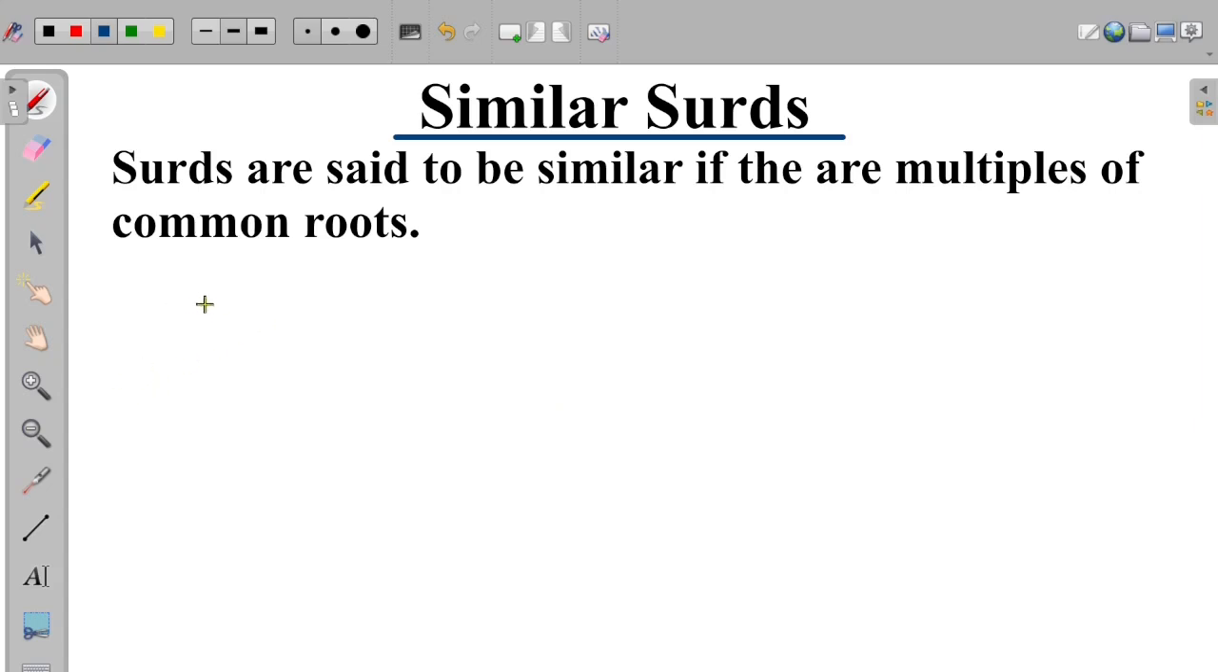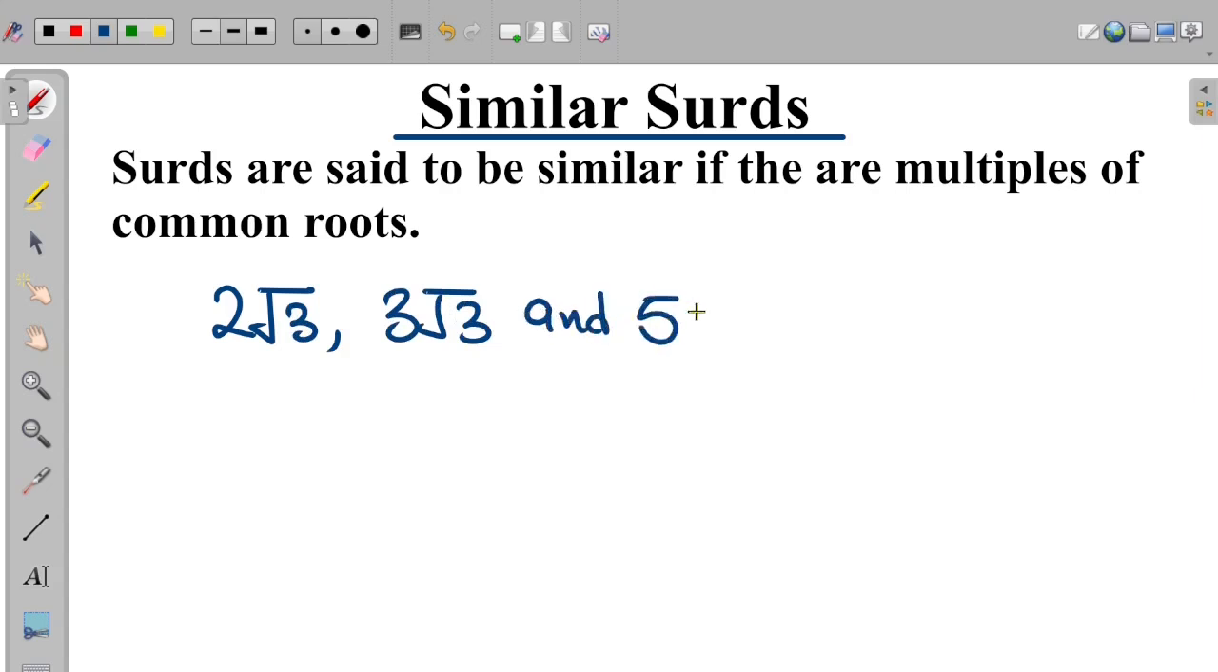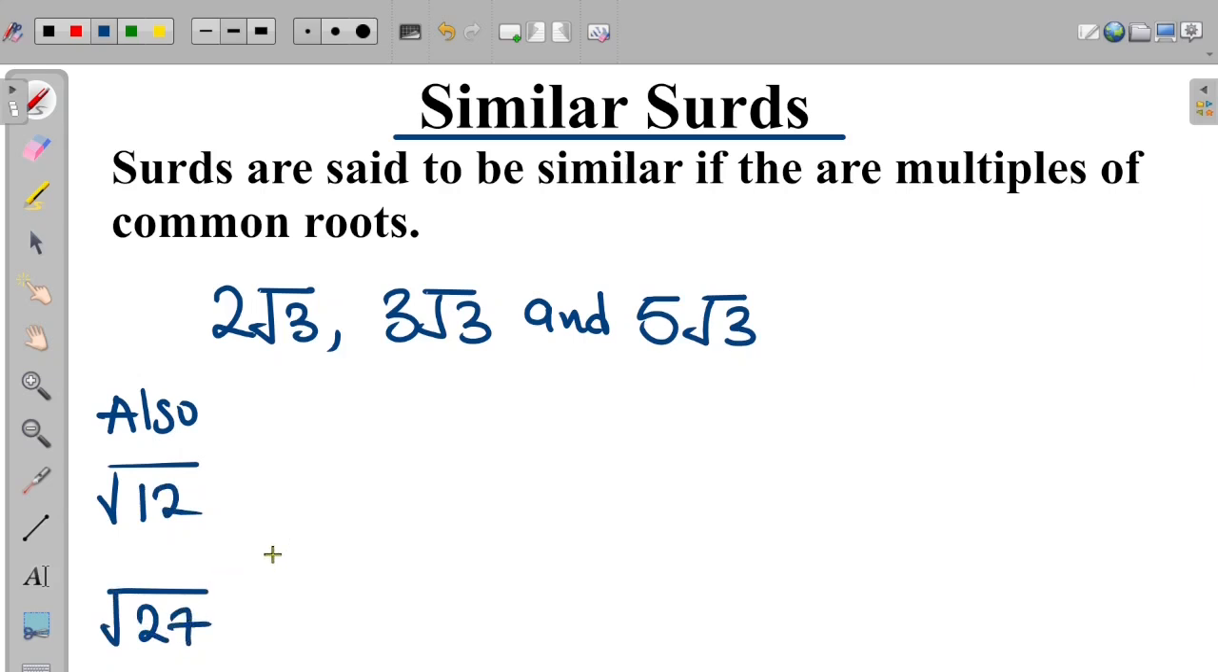For example, if we have 2 root 3, 3 root 3, and 5 root 3, these surds are similar since each of them has a multiple of root 3. Now also, if we have root 12 and root 27, they are similar surds because each of them in their basic form can be expressed as a multiple of root 3.